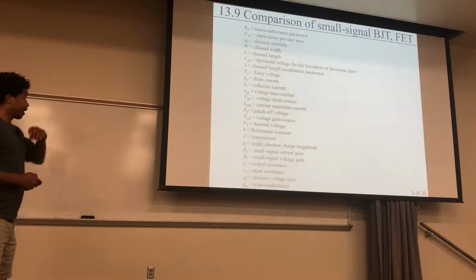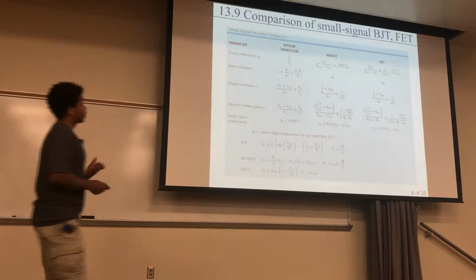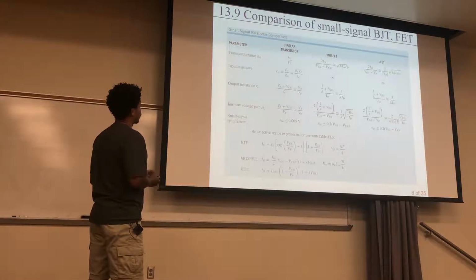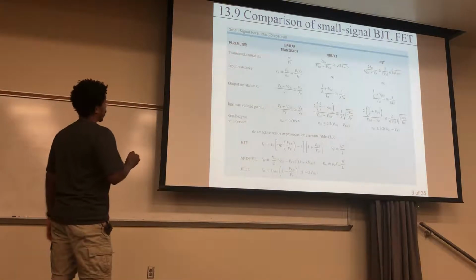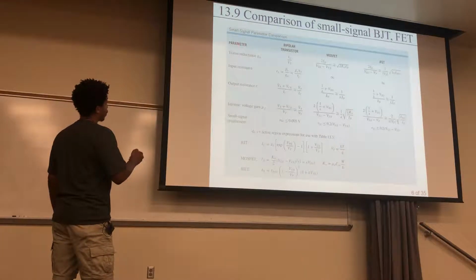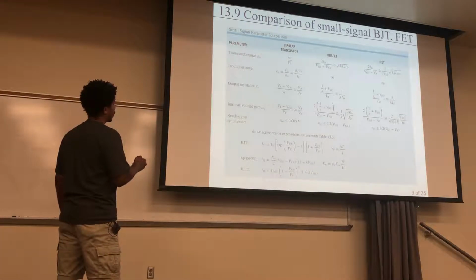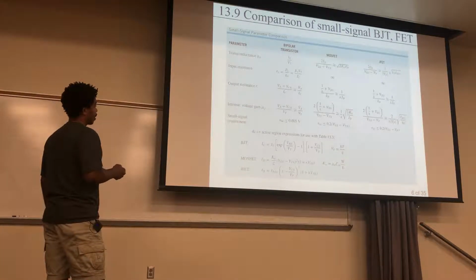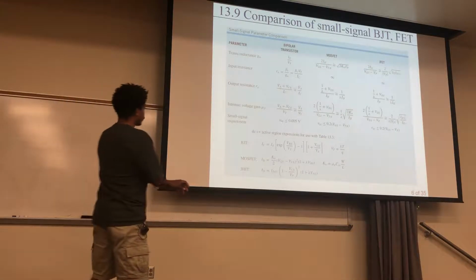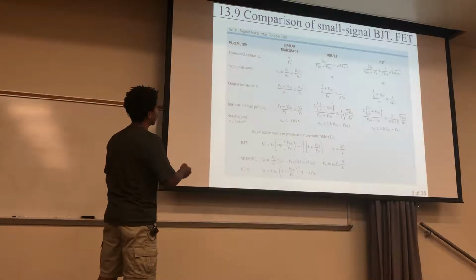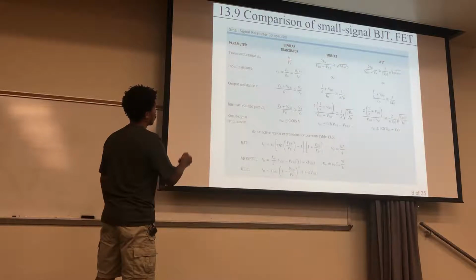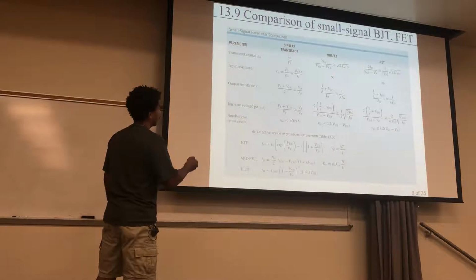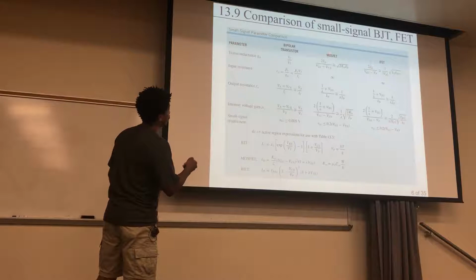Okay, so here's a summary of a few of the things that we've seen already. Right here is the parameter. So we have the transconductance, input resistance, output resistance, intrinsic voltage gain, and the small signal requirement. This column right here is for the bipolar transistor, BJT, and here are some FETs. Here's the MOSFET, and here's the JFET.